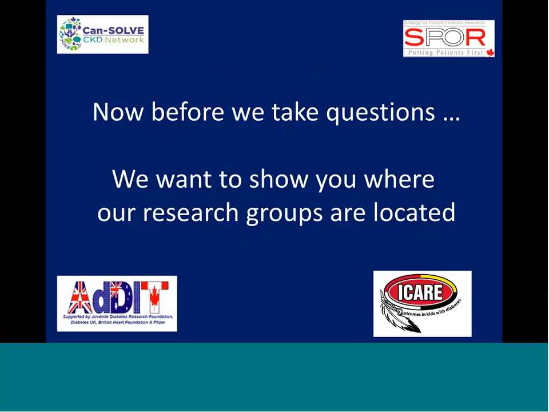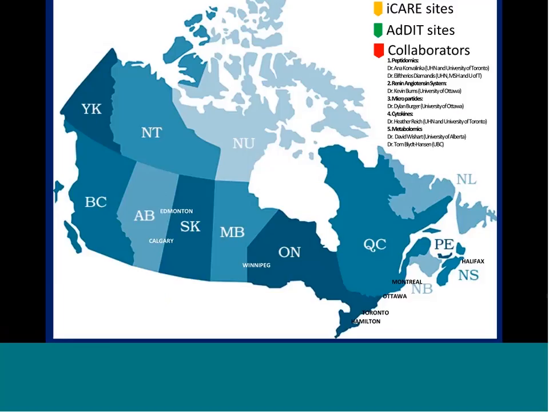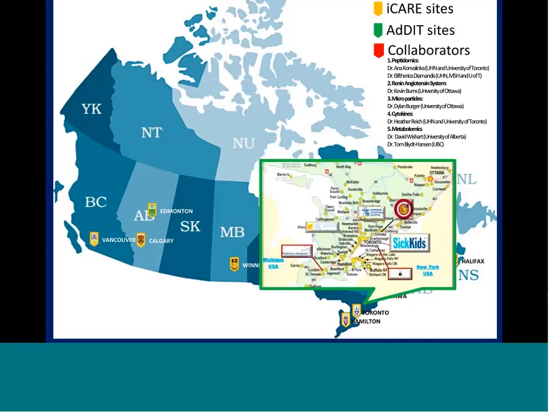So we just wanted to show you a little bit more about where we are located geographically and how wide the network is across the country. You can just scroll through a few animations. We now have 9 sites for iCARE, and the AdDIT study is really based in Canada, in the Toronto General area.